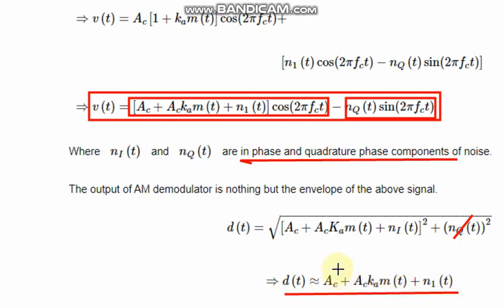Now since the carrier signal is a high frequency signal, the low pass filter will not allow it to pass. So the low pass filter will pass only this Ka m(t) and the noise which is within the message bandwidth. Okay, that's why we will take the signal power for this term and the noise power for this term as we have calculated.